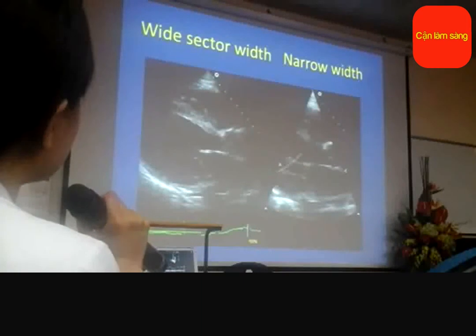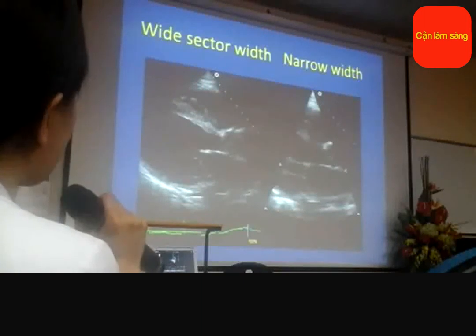And then a wider sector and a narrow sector, all controls on the machine.